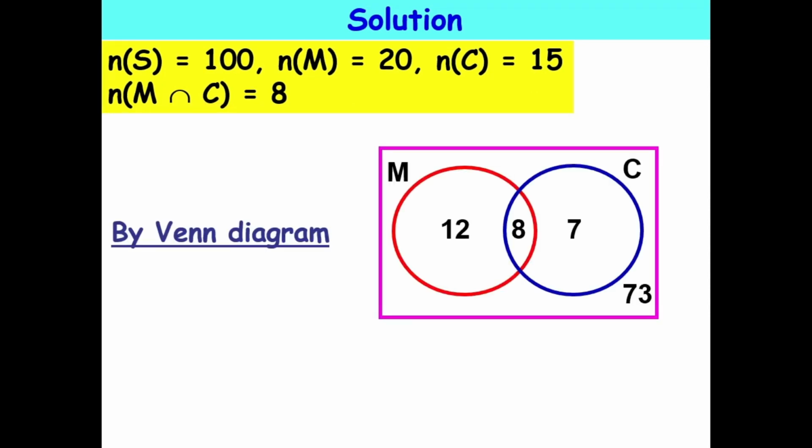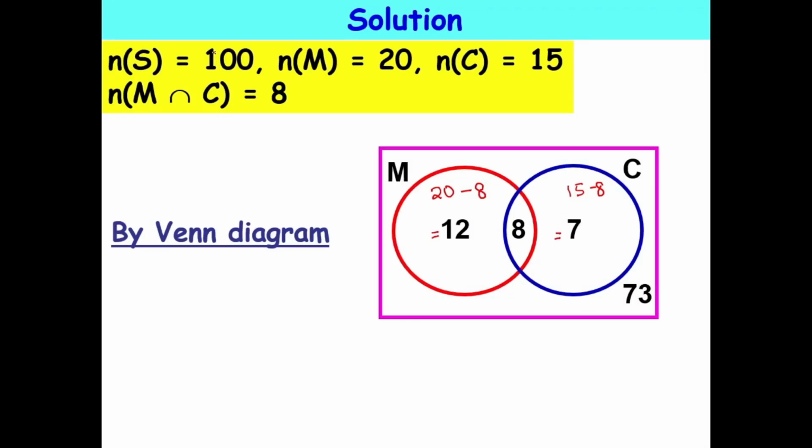Solution. Let's start off by drawing the Venn diagram. Firstly, we have to look at the number in the intersection between both events. So we put 8 in the middle here. Since the number of students taking maths is 20, for this region it is actually 20 minus 8 equals 12. Now for set C, since the total students taking chemistry is 15, take away 8. 15 minus 8 is equal to 7.